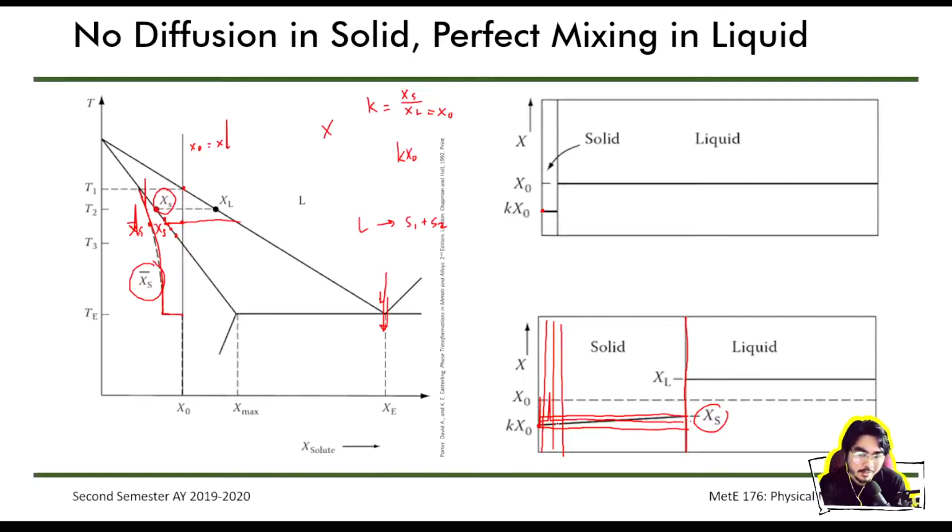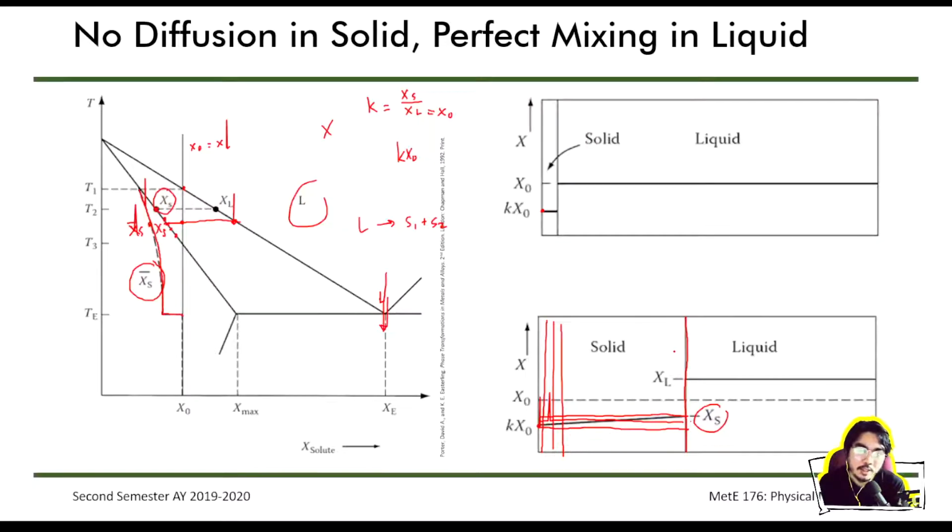Because, again, it moves layer by layer, and there is no diffusion. So this means that if the solute is not in the solid, it must be in the liquid. Right? That makes sense, no? So the liquid is getting progressively richer. If it is progressively richer, the composition of the liquid is not just XL anymore. It's actually higher than XL.